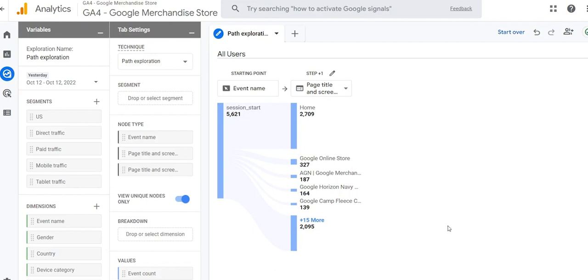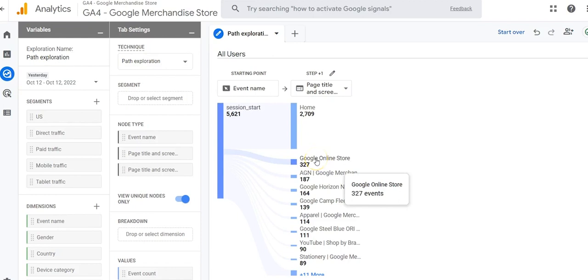I think page title makes a lot more sense because then I can see from the session start, we had 327 who went right to the online store. We had 2,709 who were at the home. And we can see that at the Google merchandise store, there were some events, and then we can see there's a specific product individual users looked at. And then we can drill down further to see where people are going and how many of them in one day. You get this nice small little snapshot.